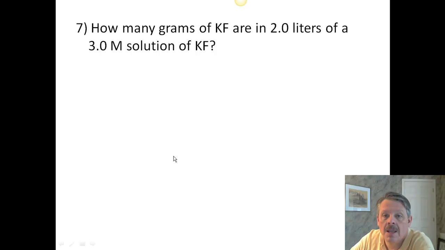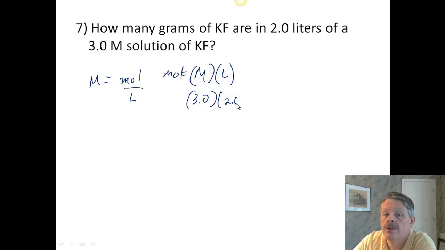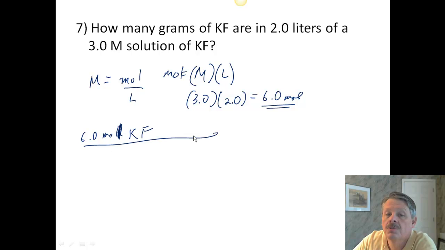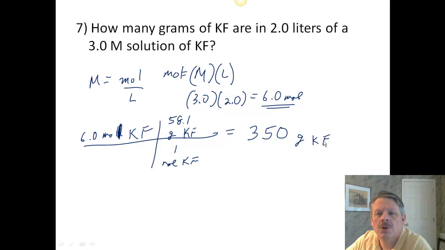How about this one? How many grams of KF? Oh, geez, they're in there. Okay, molarity equals moles per liter. If I'm trying to figure out grams, I have to calculate moles first. Moles is equal to my molarity times my liters. My molarity is 3.0. My liters are 2.0. So that gives me 6.0 moles of KF. I have to get rid of moles of KF and go to grams of KF. Last slide I figured out that the grams were 58.1 grams in 1 mole. So I multiplied the 6 by 58.1. I come up with 351, but I have to end up having only 2 sig figs, so that's going to be 350 grams of KF. Seems like a lot of KF to put into 2 liters of water, but that's what you do.